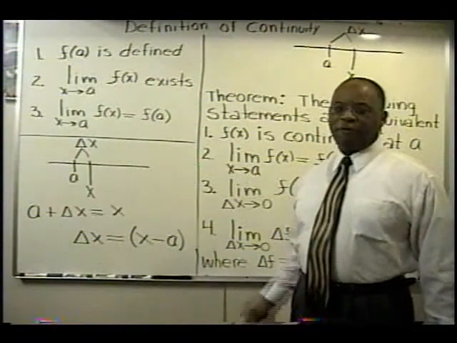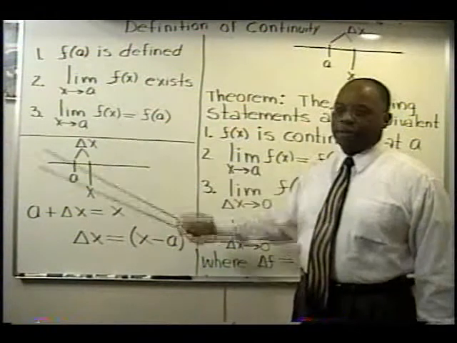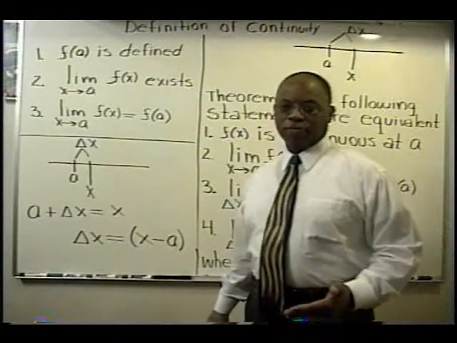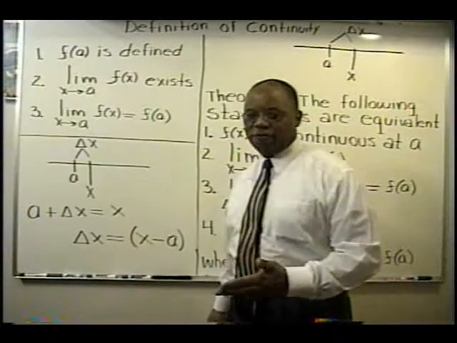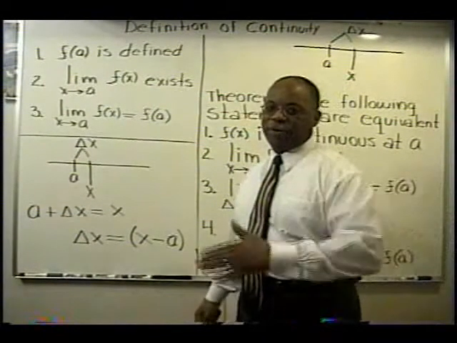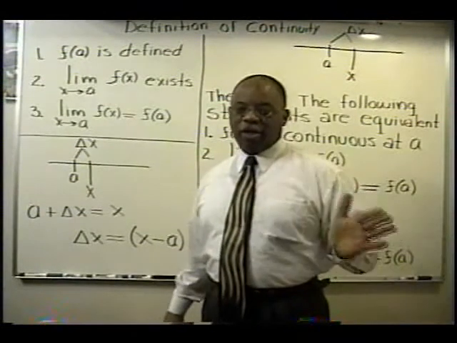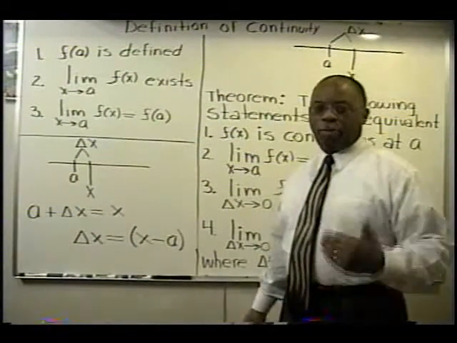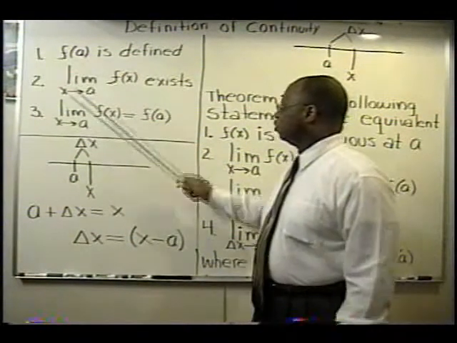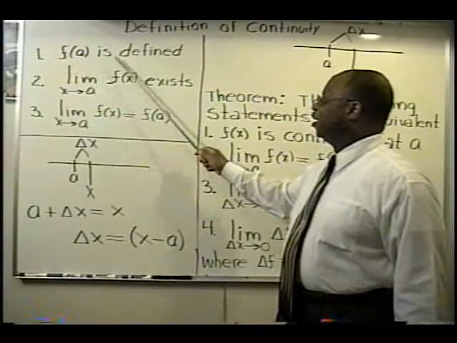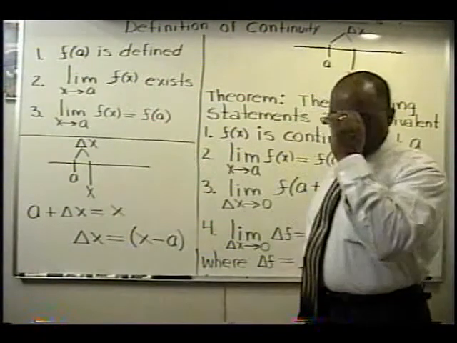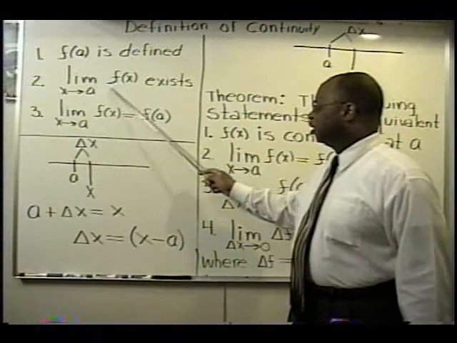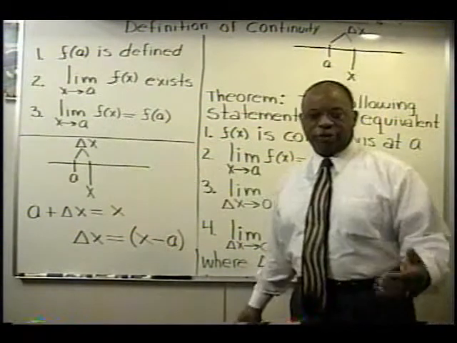First of all, the function must be defined at that point. Some books call this point-wise continuity, because later on in higher level math, we're going to need to look at uniform continuity to make sure that a function is continuous throughout an interval. F is defined at A. F of A is defined, so that function exists. The limit of f of x as x approaches A also exists.